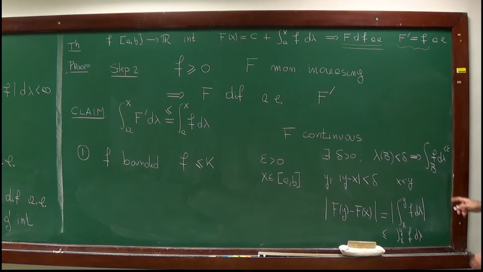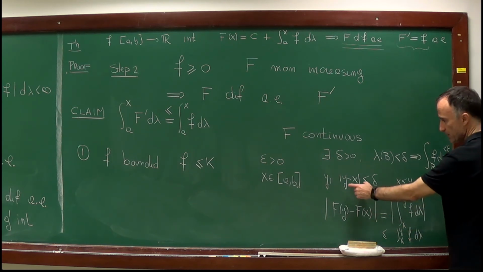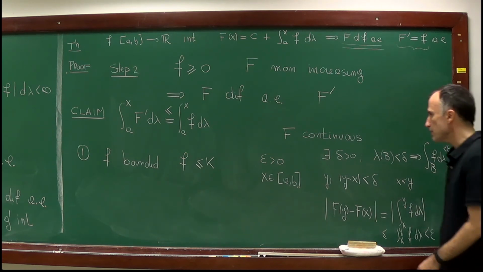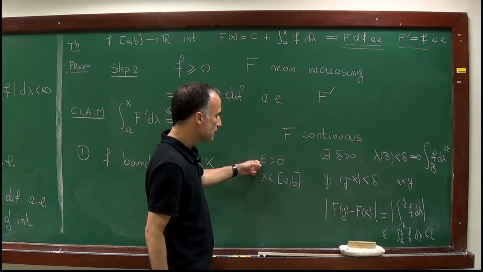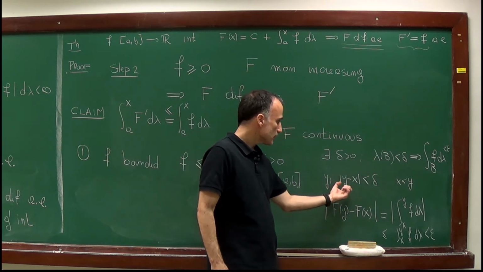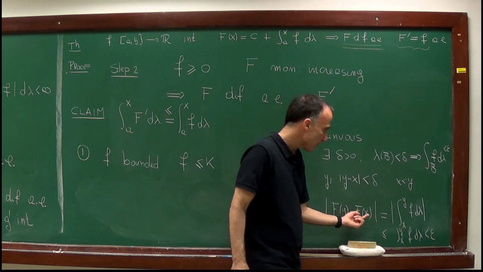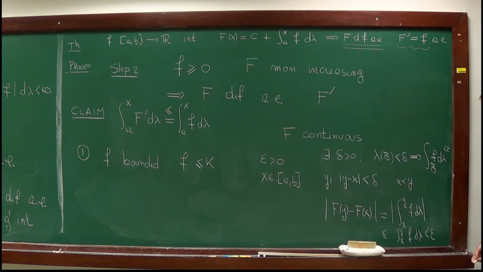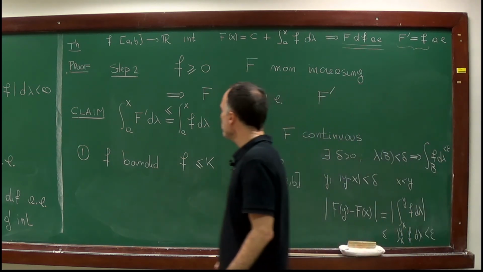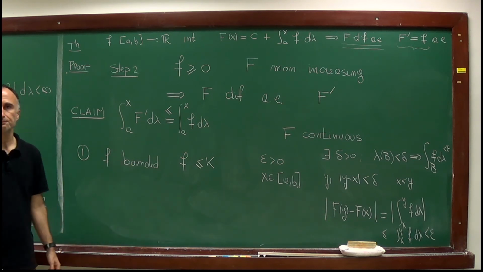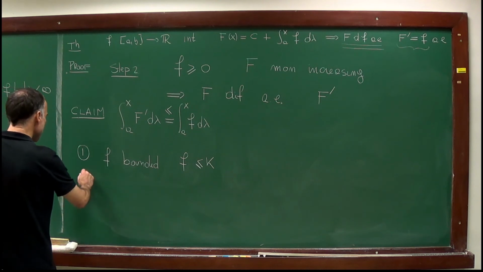And now, since the interval from x to y has length smaller than delta, by this property of my function f, this is bounded by epsilon. So we just proved that for any x, any epsilon, I can find delta such that if the distance between y and x is smaller than delta, then the difference between f(y) and f(x) is smaller than epsilon, which is the continuity of the function f. So indeed, my function f is continuous, and this completes the proof of this identity in the case in which f is bounded. So now let's consider the general case.